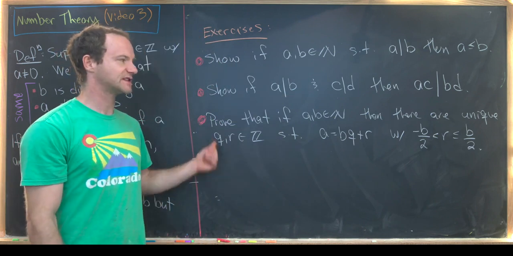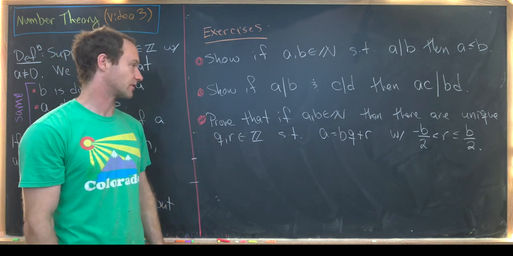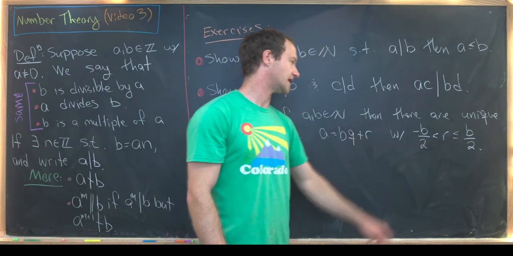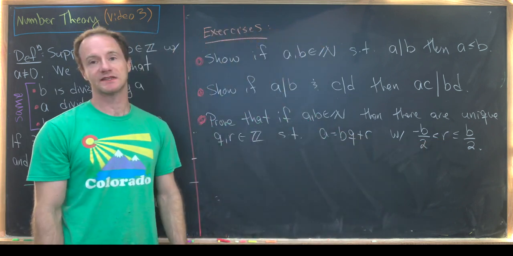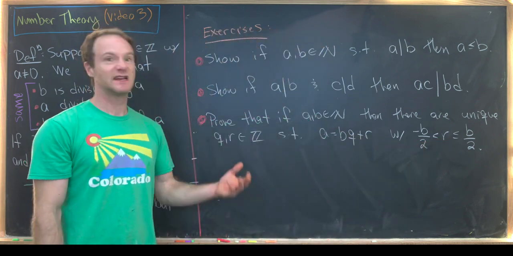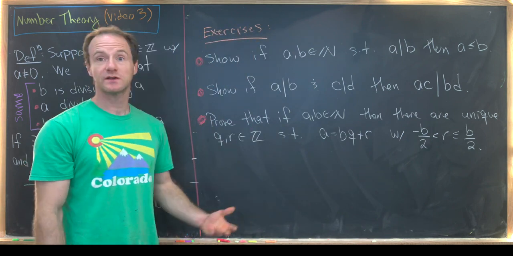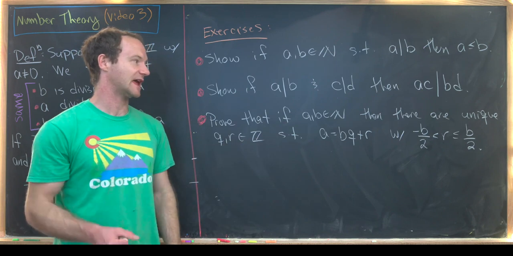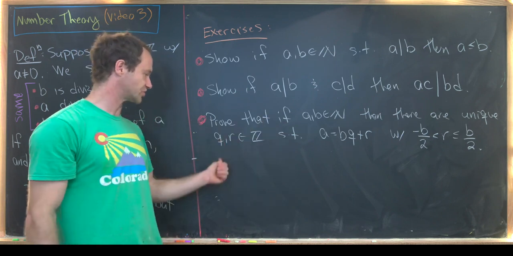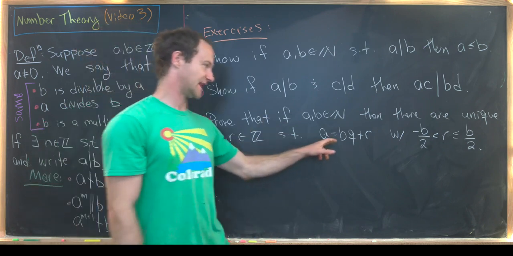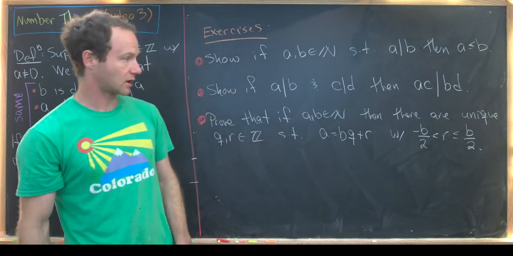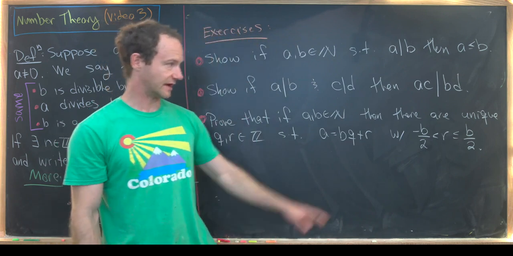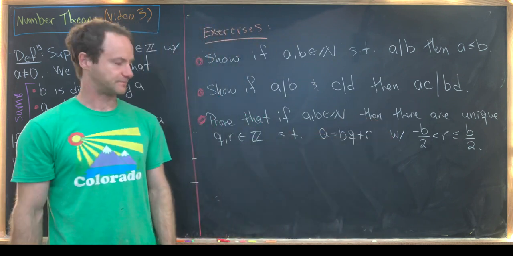Then finally, here's this variant of the division algorithm. And this variant puts the remainder between negative b over 2 and positive b over 2, instead of between 0 and b. So let's see what it says exactly. You want to show that if you've got natural numbers a and b, then there are unique integers q and r, such that a is equal to bq plus r, where r is strictly bigger than negative b over 2 and less than or equal to b over 2.